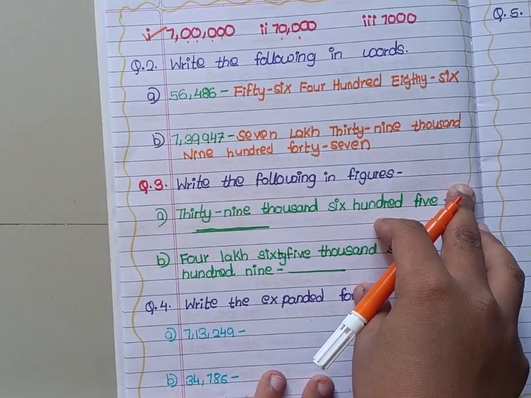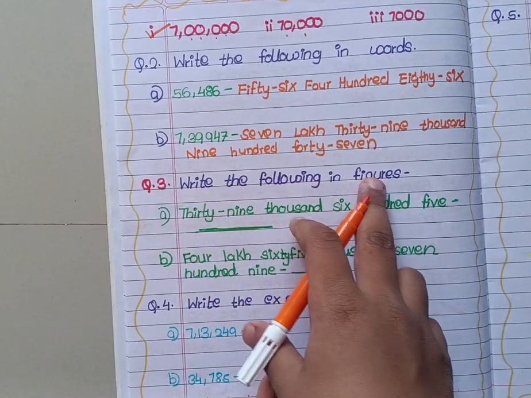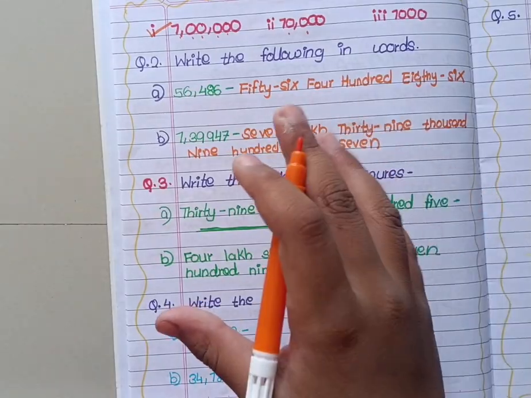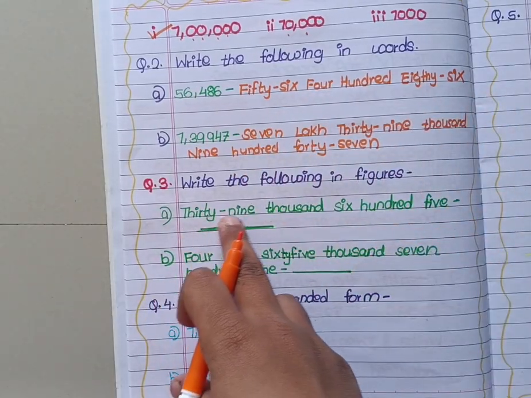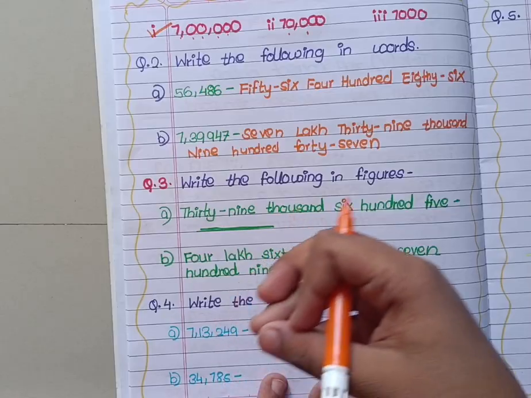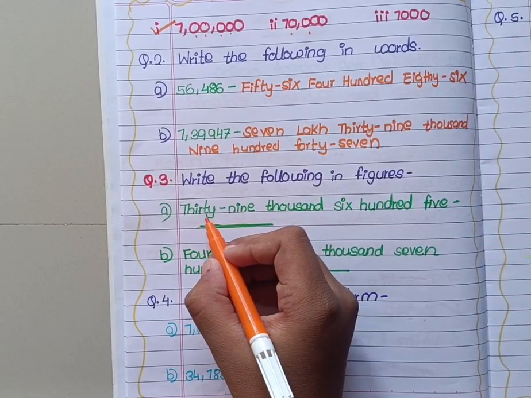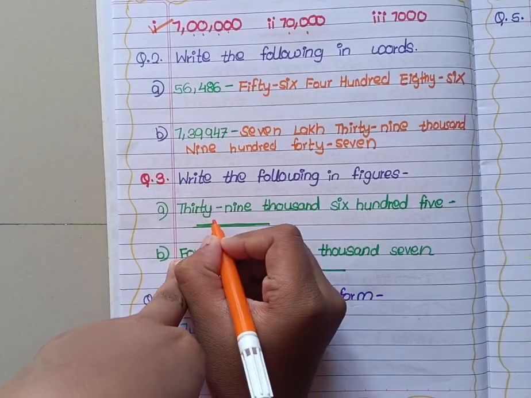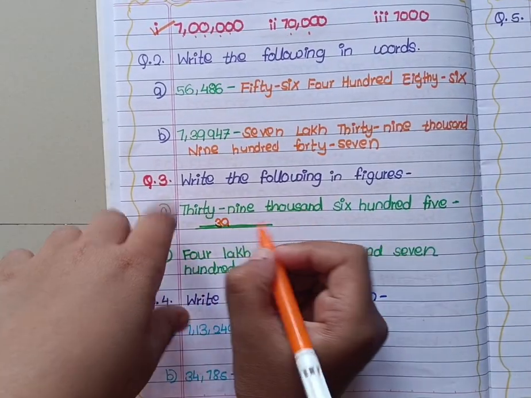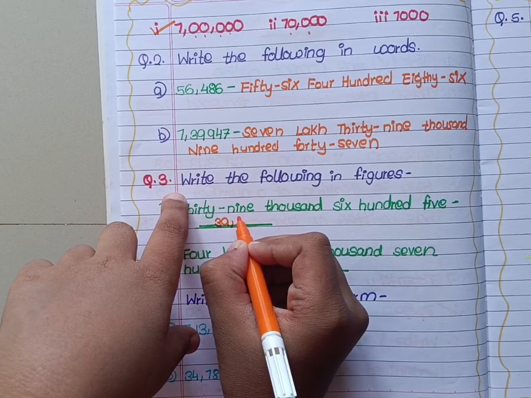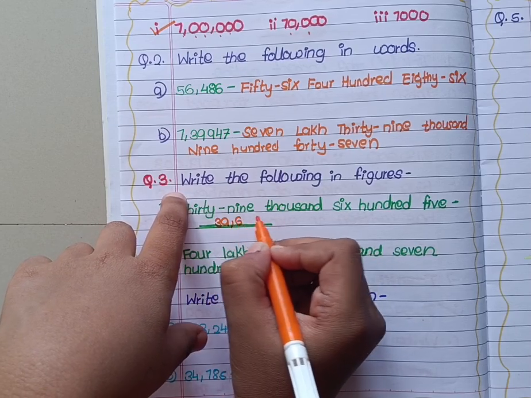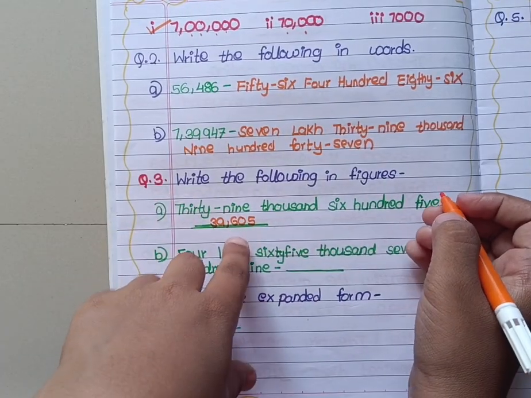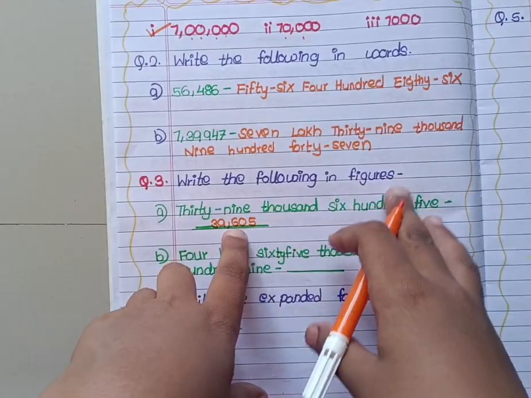What is the next question saying? Question number 3. Write the following in figures. See, here we write it in words. Now we're gonna write it here in figures. So how to write in figures? Here they have given some words and we have to write that in figures. So what is the first saying? 39,605. How are we gonna write that? 39,600. So 605. Can you see here, in the tens place there was nothing, so we wrote 0 here.